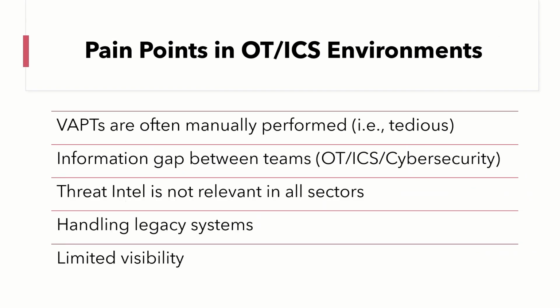The pain points in OT-ICS environments are as follows. Conducting VAPTs is often manually done and is tedious. There is an information gap between teams. The threat intel is not relevant when working in different sectors. Handling legacy systems becomes a big challenge. Lastly, there is often limited visibility for cybersecurity teams due to the criticality of systems.